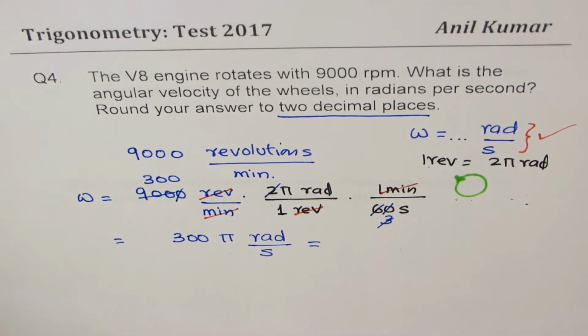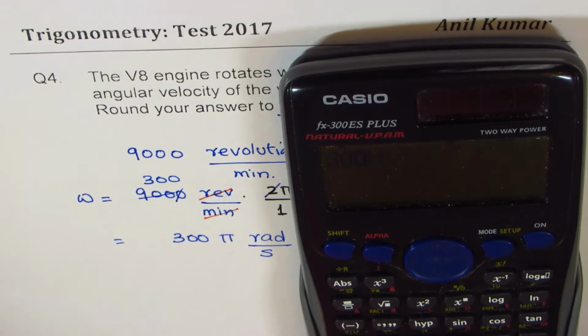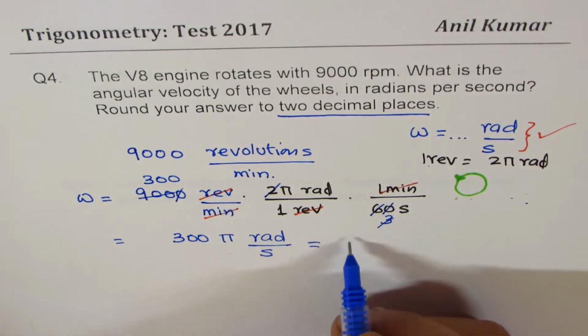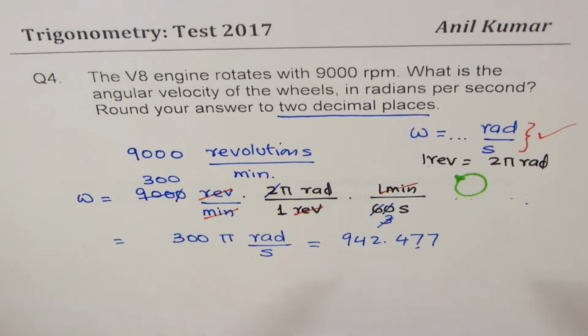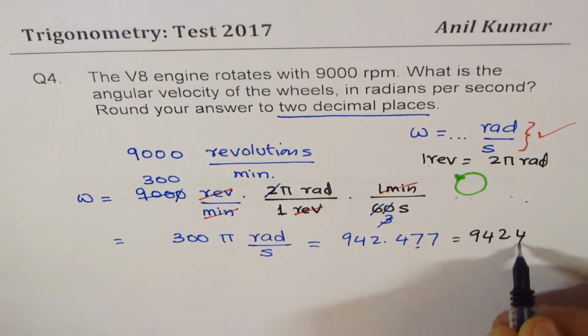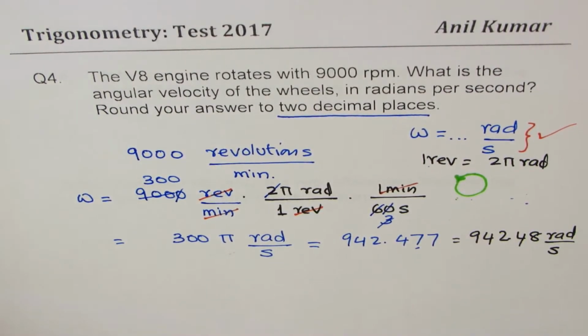And let's calculate. At times you may be required to find the exact answer, right? That's why I'm doing all this. 300 times pi, which is in decimals, equals 942.477. Now 2 decimal places means up to here, so we'll round it to 942.48 radians per second, correct? So I hope that's absolutely clear. When we are talking about angular velocity from revolutions per minute, it is basic conversion of units.